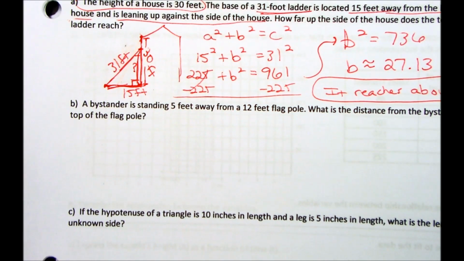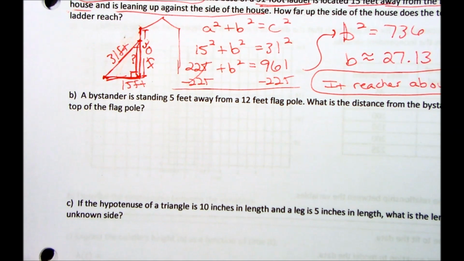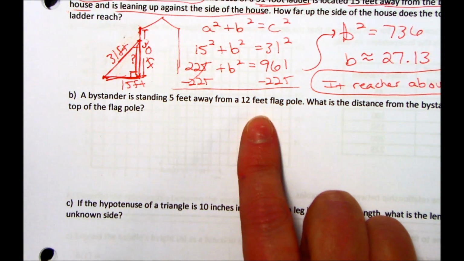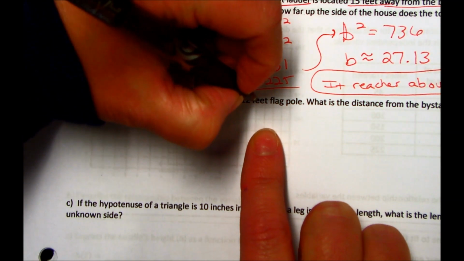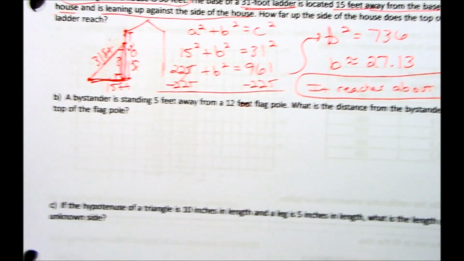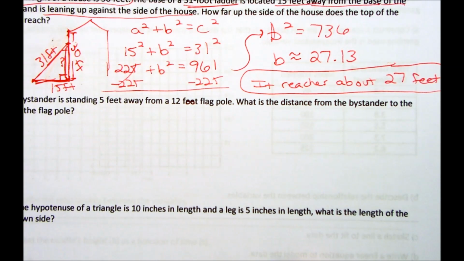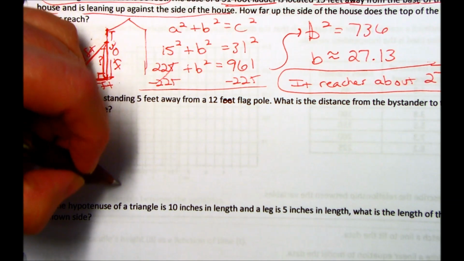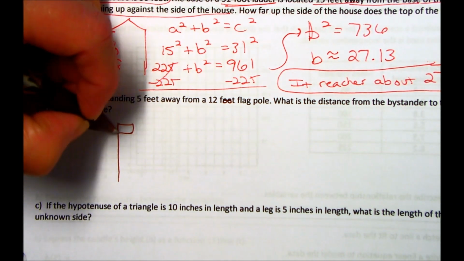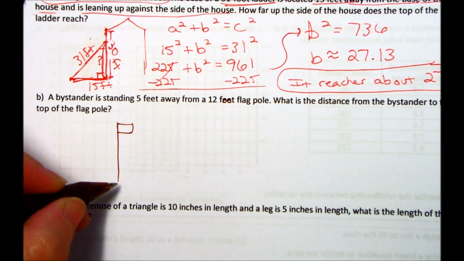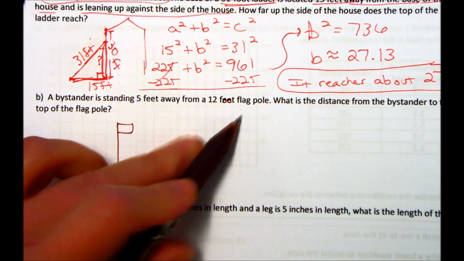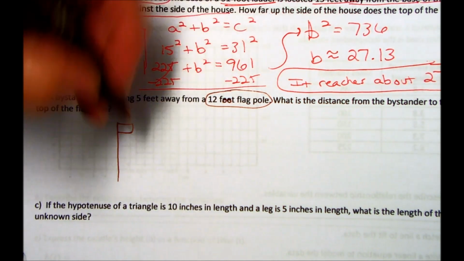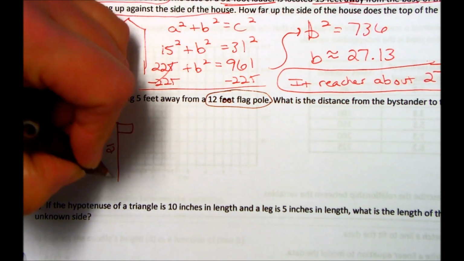Okay, the next problem: a bystander is standing 5 feet away from a 12-foot flagpole. It should probably say foot there. What is the distance from the bystander to the top of the flagpole? So again, a picture might help. Here we've got our flag, and here's our flagpole. The flagpole itself is 12 feet, so this is 12 feet from here to here.